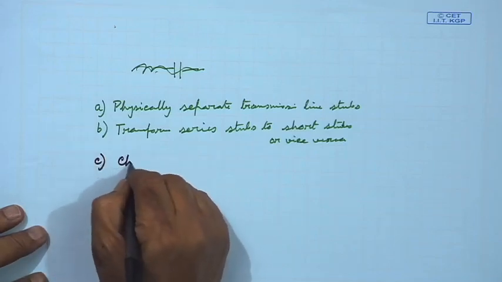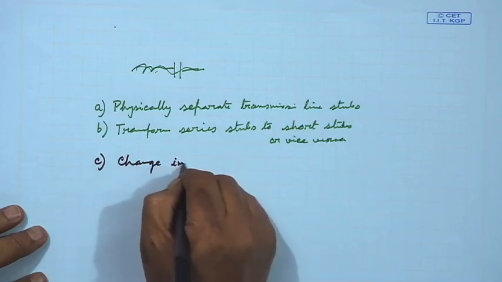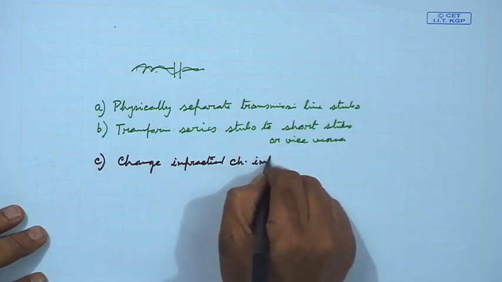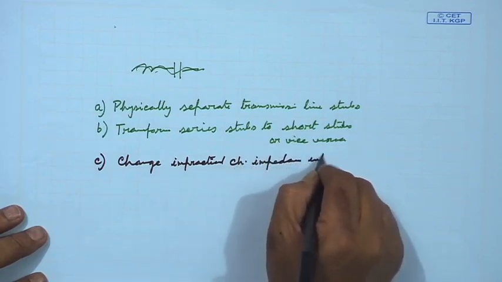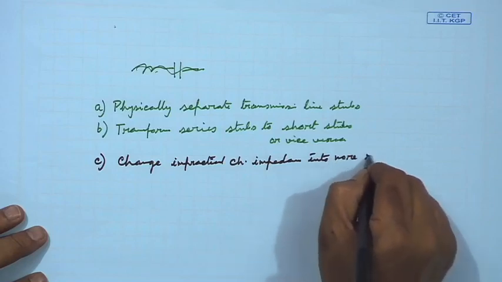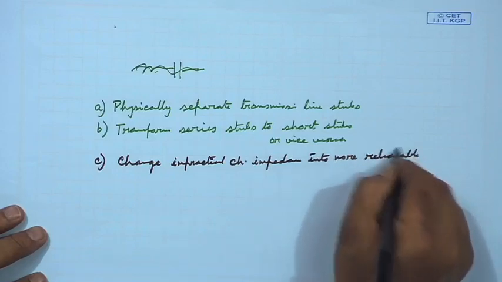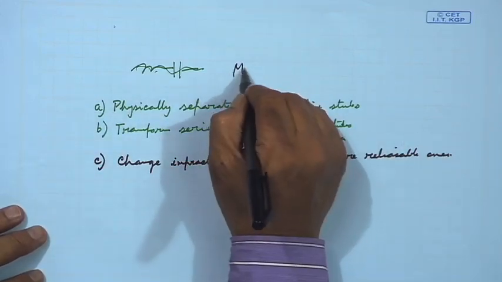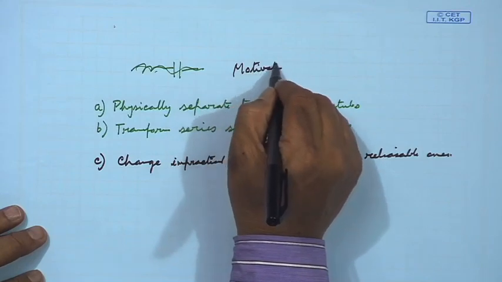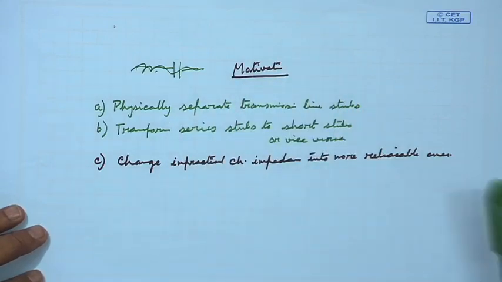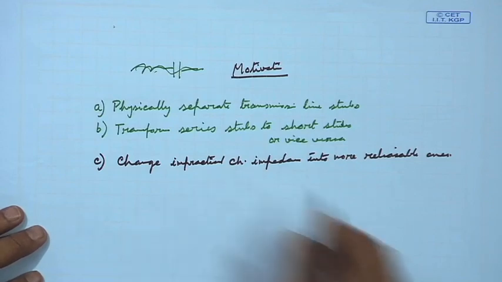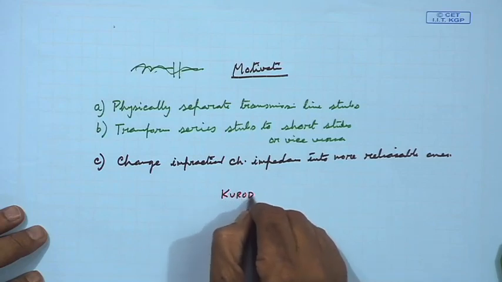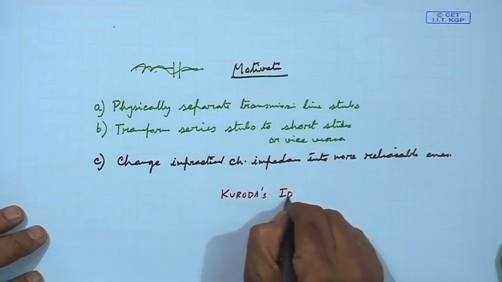or vice versa. That means sometimes the opposite, some shunt stubs may need to be changed to series stubs. Then sometimes change impractical characteristic impedances into more realizable ones. Now, these three are the practical things. So, this is the motivation for using another technique which is called Kuroda's identity.